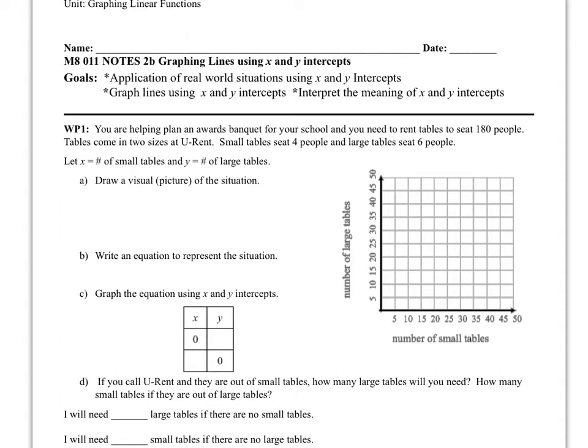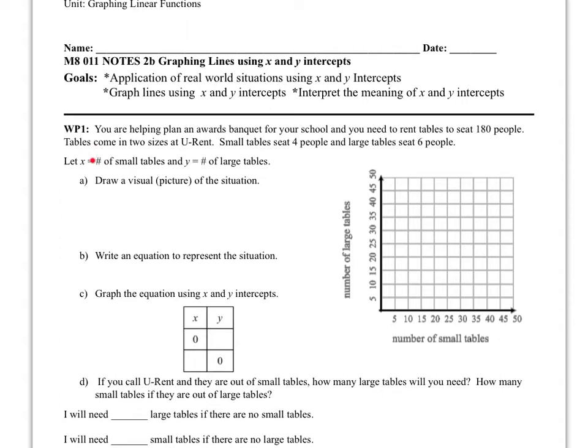First problem we're doing talks about helping to plan an awards banquet for our school, and we need enough tables to seat 180 people. Tables come in two sizes at U-Rent. Small tables seat 4 people, and large tables seat 6 people.